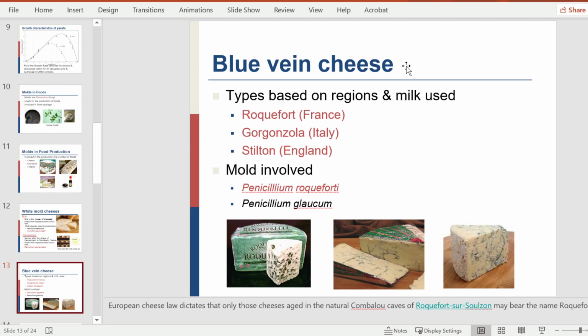Then we have our blue vein cheeses, which are going to be named based off of the region they're from and the milk used. So Roquefort is in France, Gorgonzola is in Italy, and Stilton is in England. And these are going to be using Penicillium roqueforti and Penicillium glaucum.